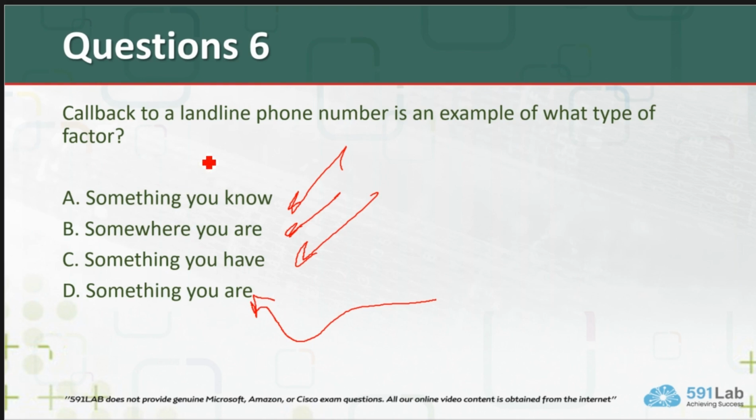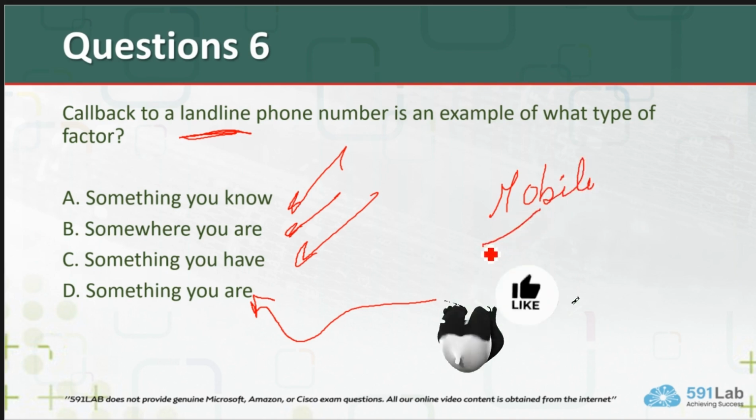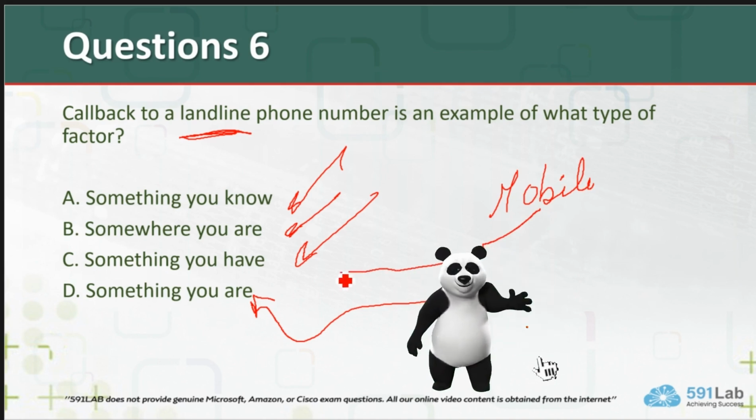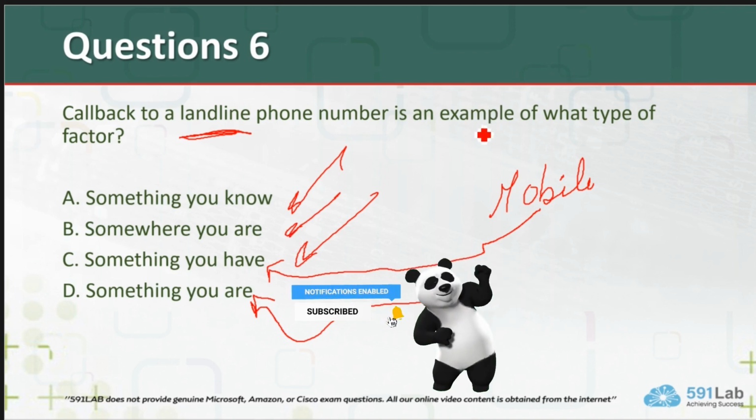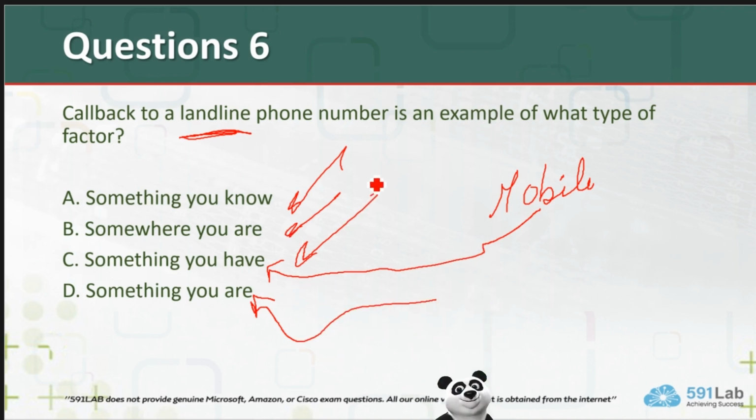The keyword here is landline. If this was a mobile phone, it would definitely be something you have, because the mobile is something you carry with you everywhere. But a landline phone number is fixed at a specific location, like your home landline number or your office landline number. So this is not movable. This is not something that you take with you and travel, for example.